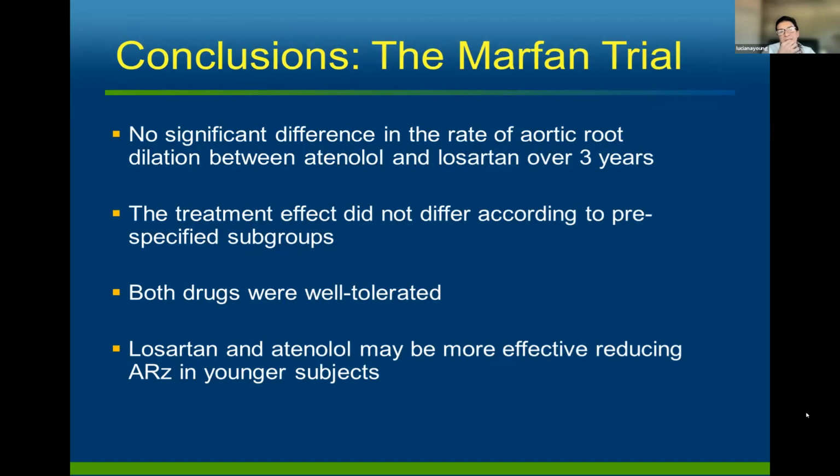So the conclusions of the trial were that there was no real significant difference in the rate of aortic root dilation between atenolol and losartan over 3 years. Treatment effects really did not differ according to pre-specified subgroups. Both drugs are well tolerated, and losartan and atenolol may be more effective in reducing aortic Z-score changes in younger subjects.